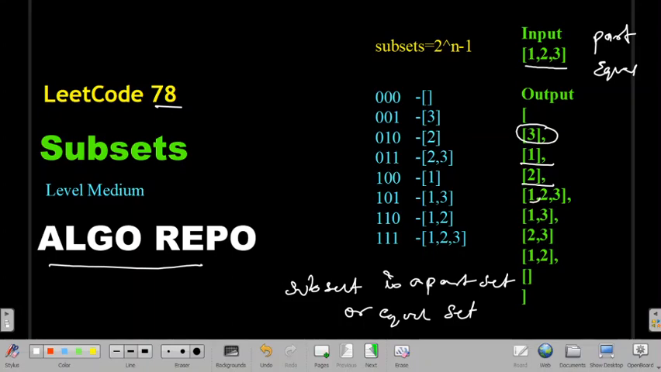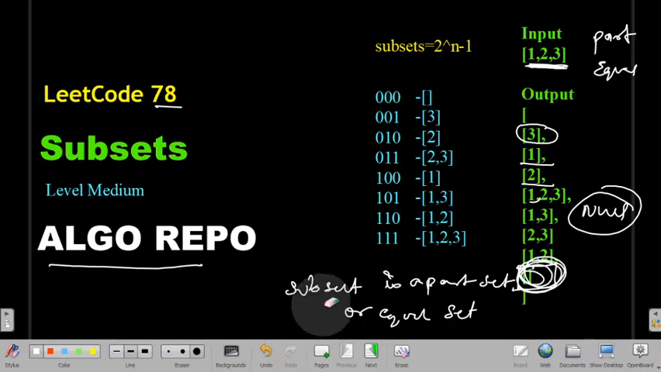And we have to return all the possible subsets, and we even have to take care of this condition that null, the empty set, is also a subset of the given input. So this null will come for all the cases because null is also a part of subsets.